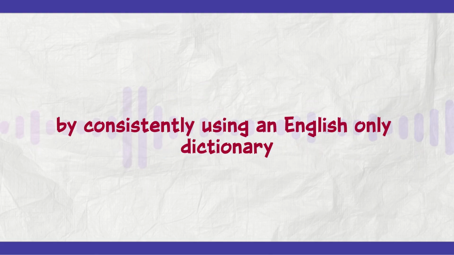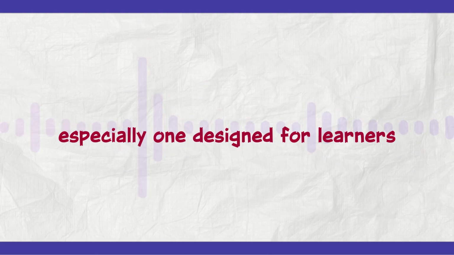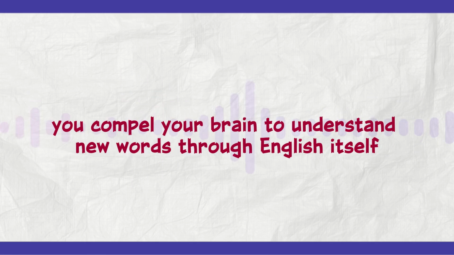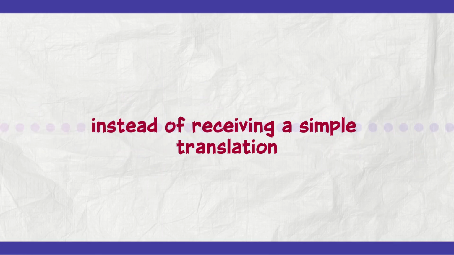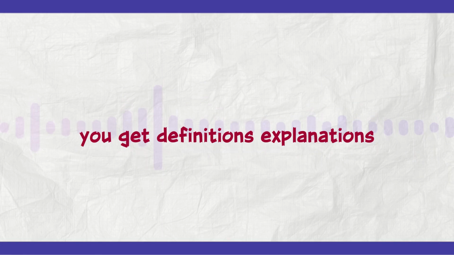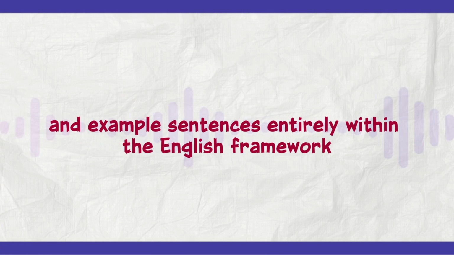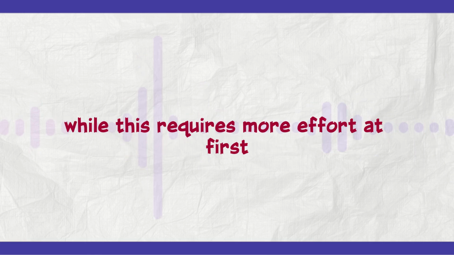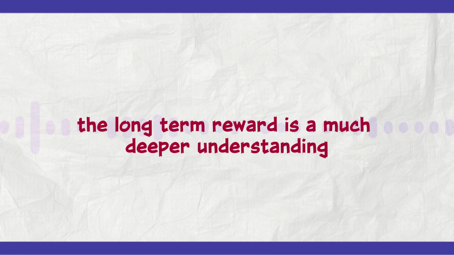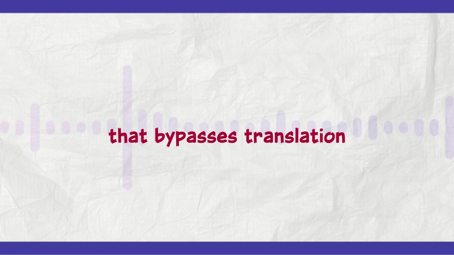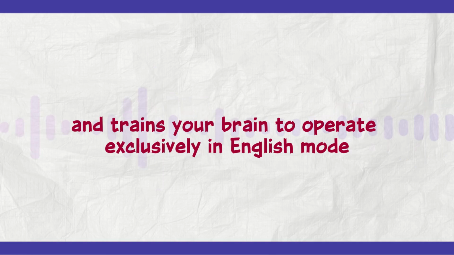By consistently using an English-only dictionary, especially one designed for learners, you compel your brain to understand new words through English itself. Instead of receiving a simple translation, you get definitions, explanations, and example sentences entirely within the English framework. While this requires more effort at first, the long-term reward is a much deeper understanding that bypasses translation and trains your brain to operate exclusively in English mode.